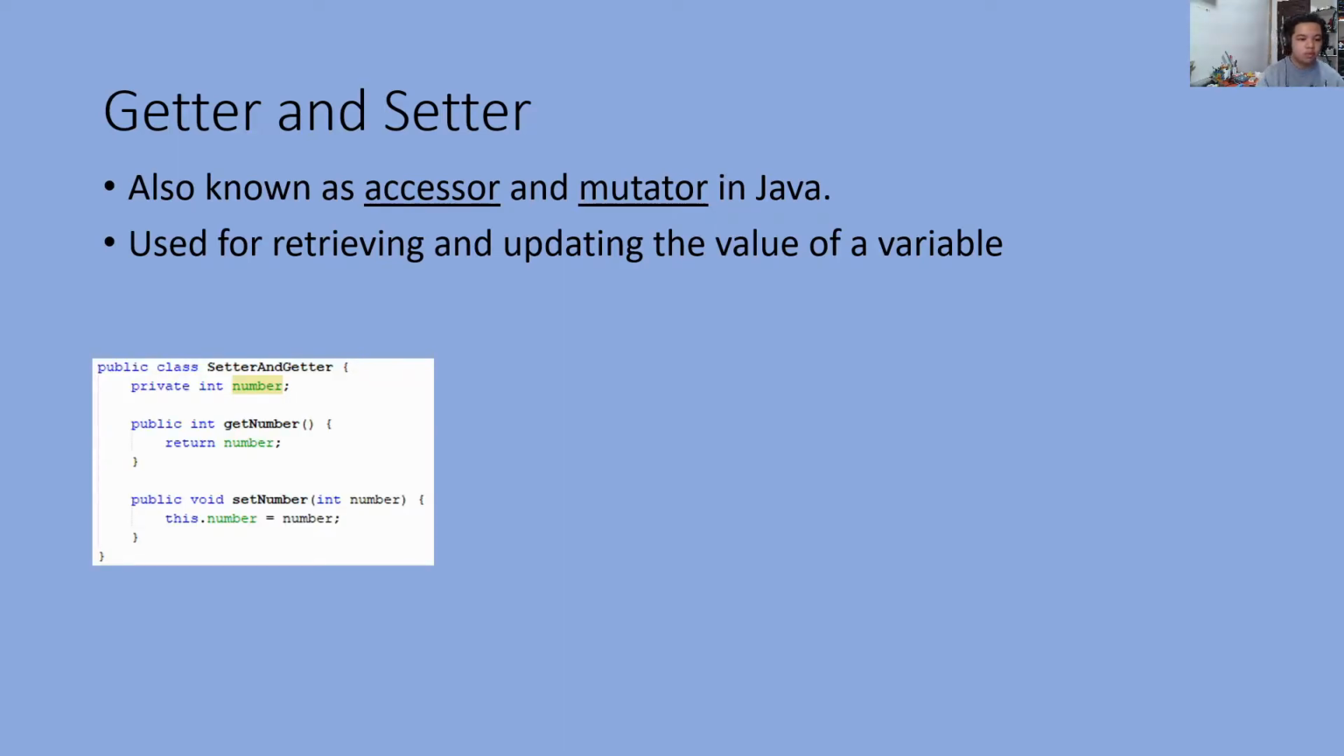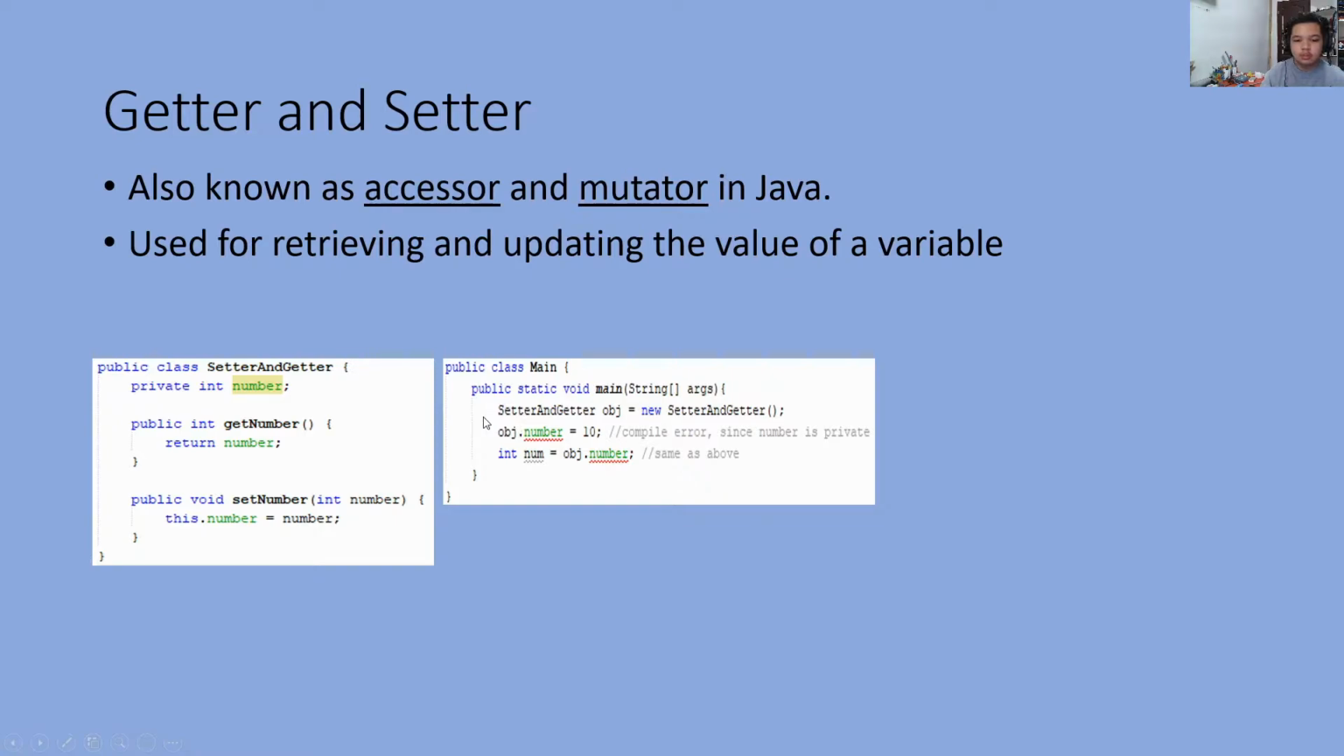So for example, we have a public class setter and getter. It has a private integer number and a method getNumber and a setNumber. In the getNumber method, we have return number, so it just returns whatever is put inside the number object. In setNumber, it takes an integer parameter and puts this parameter inside the number.